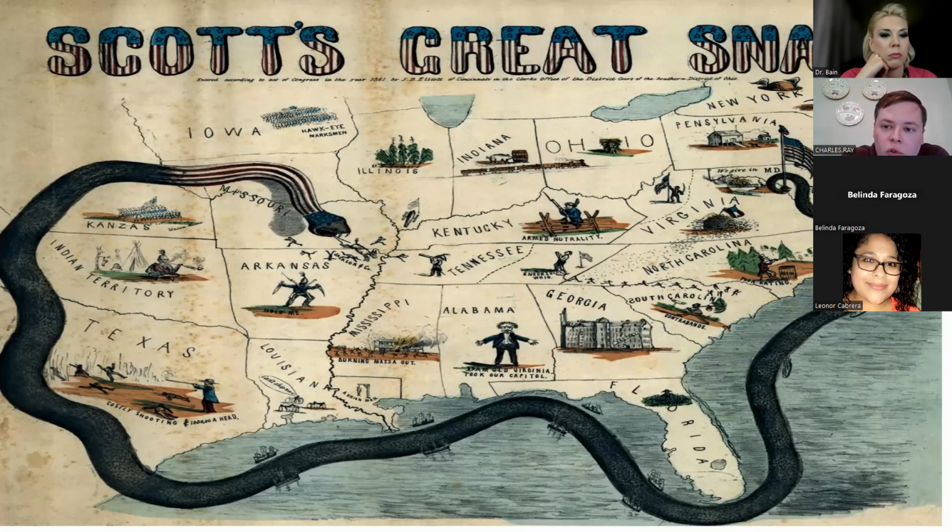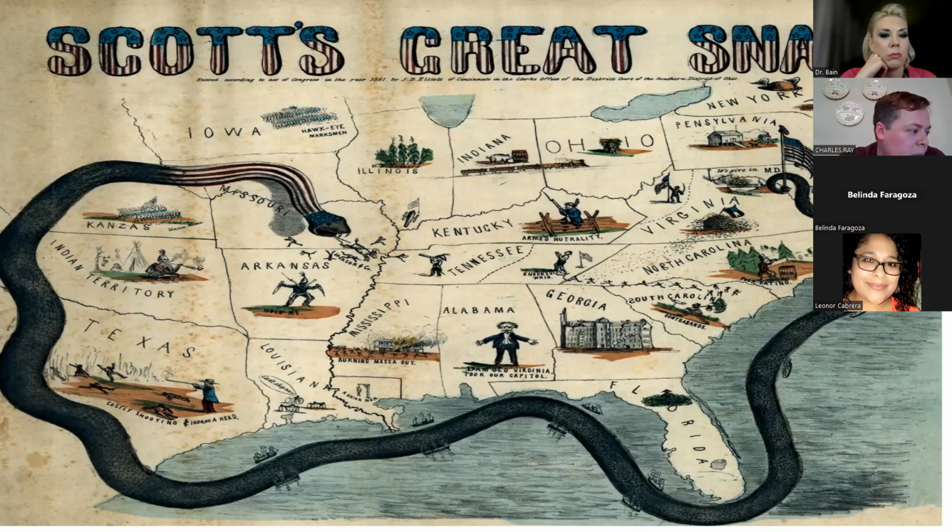So one of the big things is called Scott's Great Snake. Basically, it's the whole plan. We're going to blockade the South. And just like an anaconda, they are going to slowly strangle the South by cutting off trade with Europe. They can't get anything in. They can't get anything out. Also, they're going to use the might of the industrial North, the factories, the larger population, to basically batter the South in. They're going to slowly suffocate them from supplies, and they're going to just pummel them.